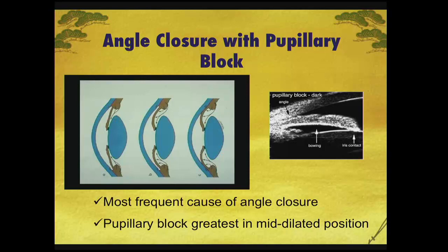So angle closure with pupillary block is the most frequent cause of angle closure. The pupillary block tends to be greatest in the mid-dilated position. That's why patients get dilated in the office, and then a couple of hours later, when their pupil has started to come down, the contact is greatest and the pressure builds up, and that's when they call the office saying they're having problems. Or that's why, in the movie theater, or when they get scared, the pupil gets a little dilated, and then the whole problem gets initiated.